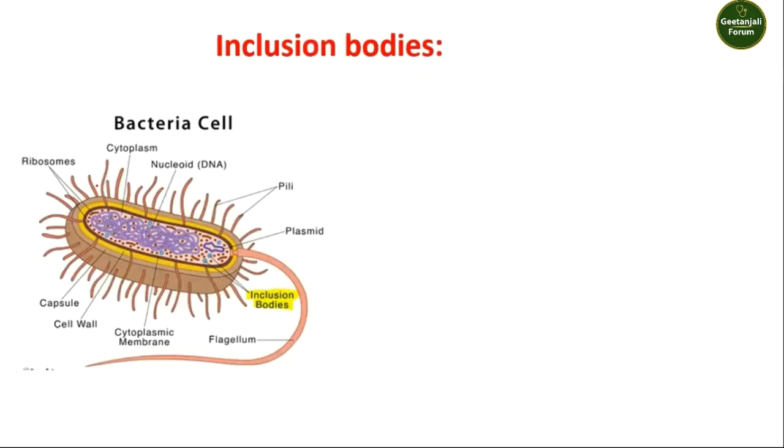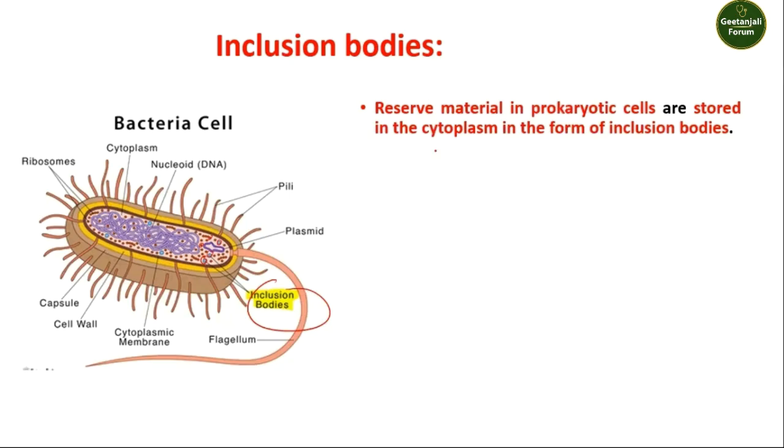Then inclusion bodies. Inclusion bodies, you can see here, these small circular bodies inside the bacterial cell or a prokaryotic cell. These are called the inclusion bodies. Now, what is their function? They keep reserve material. In a cell, various types of metabolic activities take place and some products are formed. Inclusion bodies store these metabolic products as reserve bodies inside the cell.